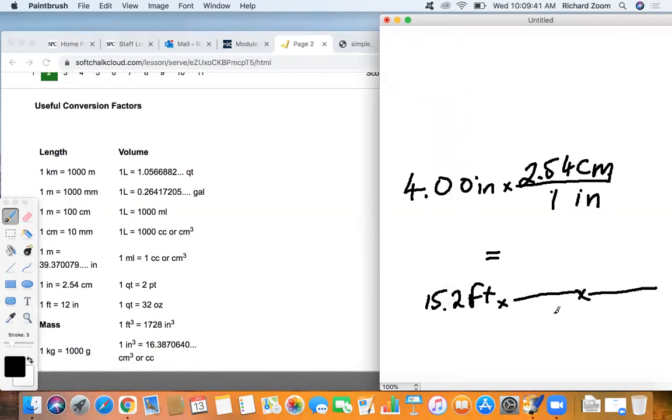So what goes here for the units? Now, remember, I'm not putting in any numbers yet. I'll just put the units in. I know feet are going to go on the bottom. I know centimeters is going to go at the end because that's what I want. But I also know that inches will go in these other two slots. Now, according to the conversions, 12 inches is 1 foot and 2.54 centimeters is 1 inch.